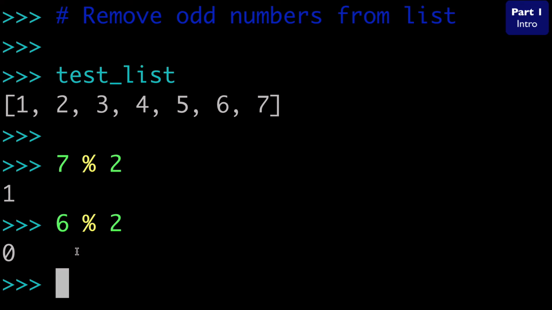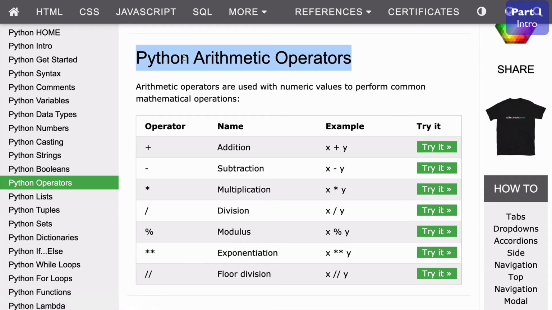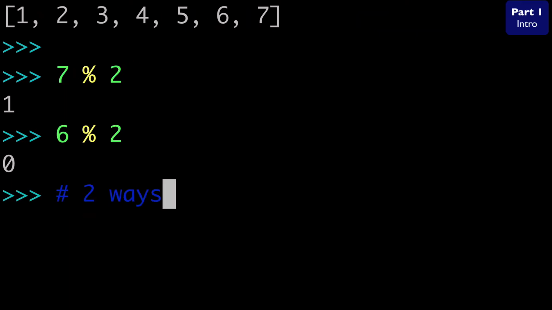So very basic math. And let's actually just jump over to W3C real quick so you can see the different Python operators. And you can see that Python has many operators, and just confirming for you guys, the one we're going to use here today is called modulus, and it is this %. And so this is basically how you use it. And now I'm going to show you 2 ways to use it: in a list comprehension and using filter plus lambda. So let's get into it.